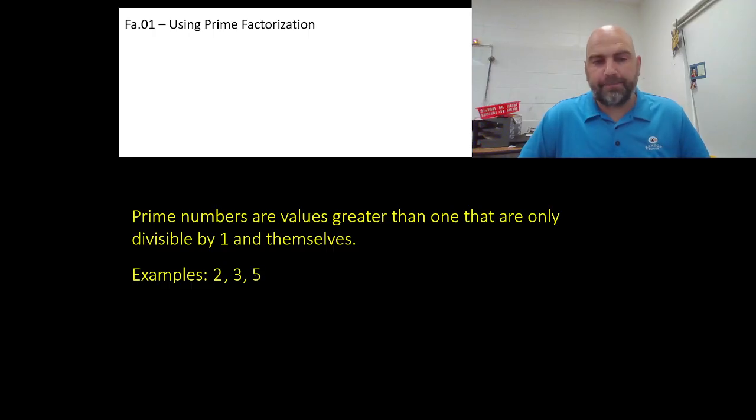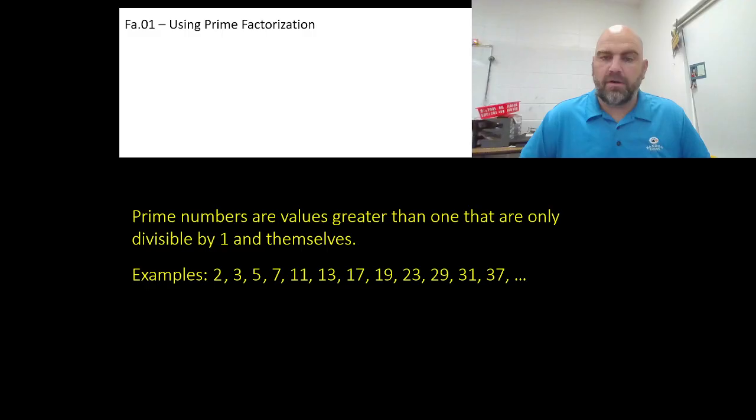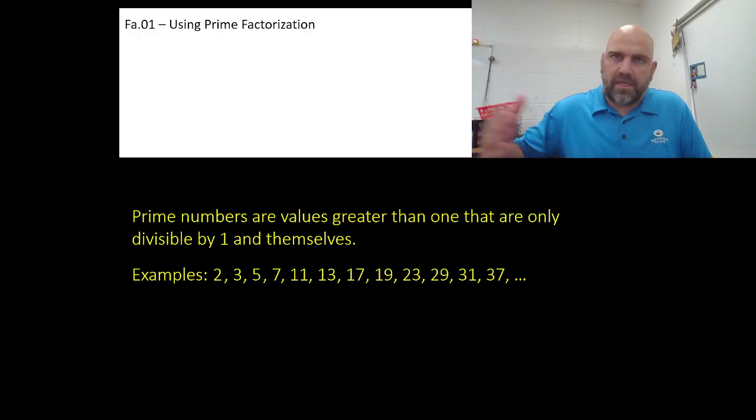5 is. Yep. It's only divisible by 1 and 5. 6, even. Let's quit doing the evens. None of them are going to be prime. So 7, yep. 9, no, it's divisible by 3. 11, yep. 13, yep. 15, nope, divisible by 3 and 5. 17, yep. 19, yep, and on we go. So we have 19, 23, 29, 31, and 37. So these are all going to be prime numbers, and there are way more prime numbers as well that keep on going. So there's a lot of different prime numbers that we have.